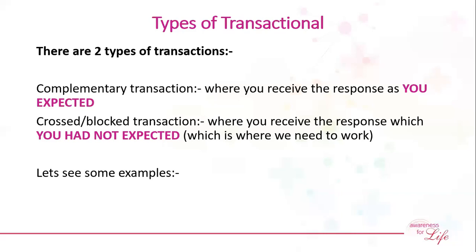Whereas crossed or blocked transactions are where you receive a response which you had not expected. For example, you tell your subordinate, please keep the file ready at 3 o'clock, I want to come and review it. And suddenly your subordinate says, no, sir, I'm going to go on leave. By 1 o'clock, I'll be leaving. I had already informed you. This was not the response that you expected. Your expectation was that he would say, yes, sir, sure, I'll do it. But the response was different. This is where the interactions start falling apart. So transaction analysis has to be used in such situations.